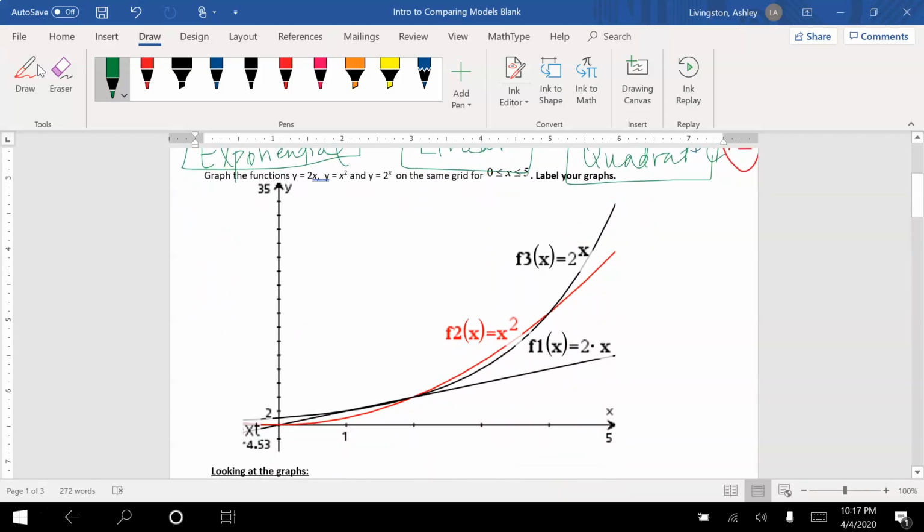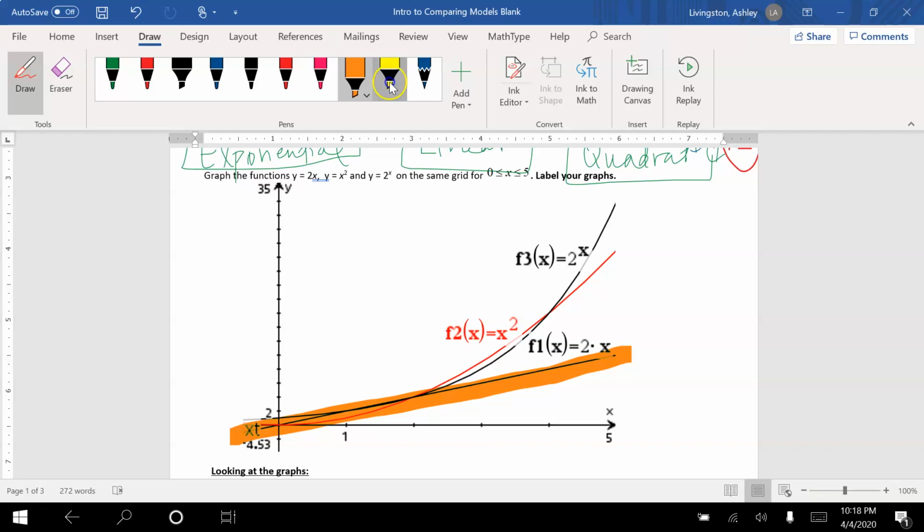Okay, so I've got the 3 above equations graphed here. I've got y equals 2x. Remember, that was my linear function. And notice the shape of my linear function. This f1 of x is a line. Okay, and then y equals x squared. That is my parabola. So that guy was f2 of x, which is this one.